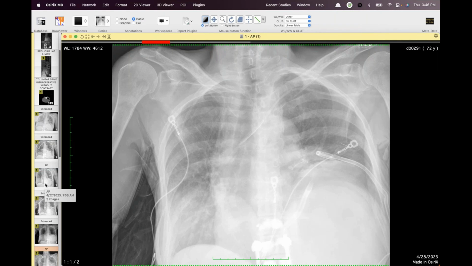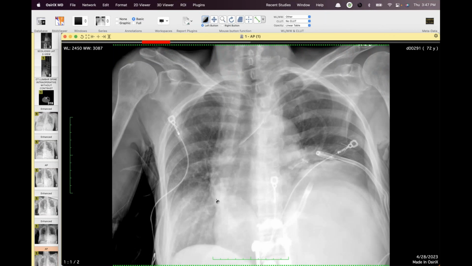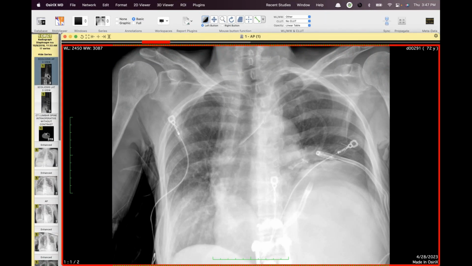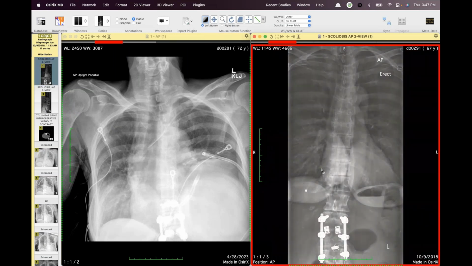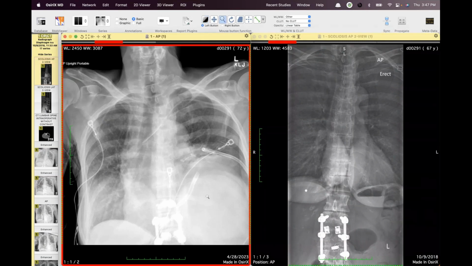And this patient had had 4 or 5 radiographs, and they'd had a spinal fusion instrumentation. I went back and found a preoperative radiograph from a couple years ago because I was trying to figure out, is this an elevated hemidiaphragm? Is this some sort of subpulmonic collection? What do you guys think?